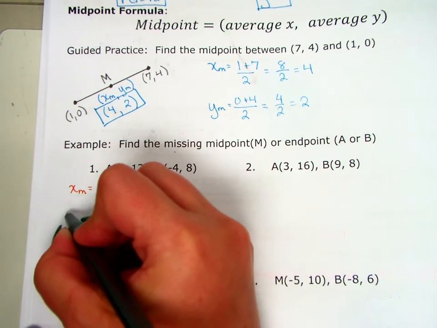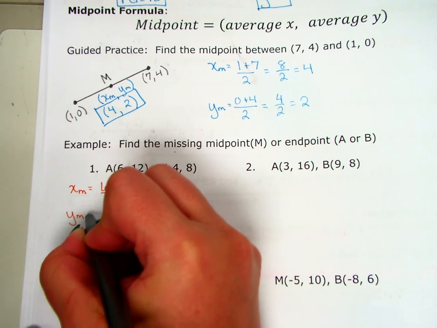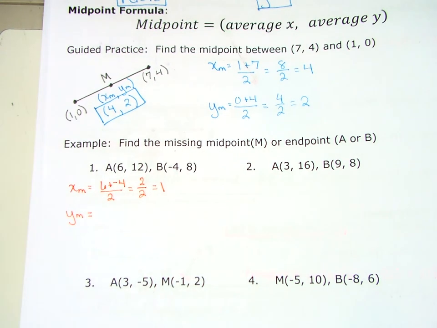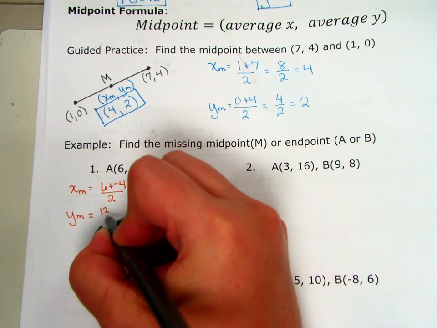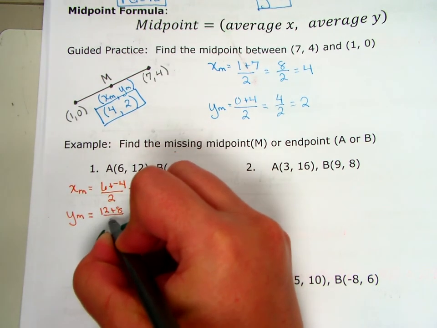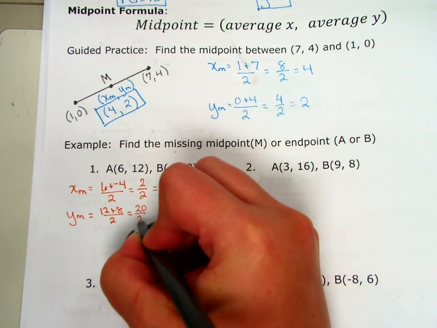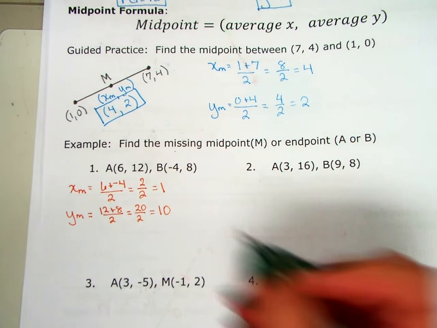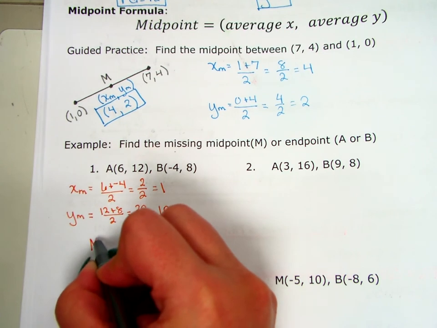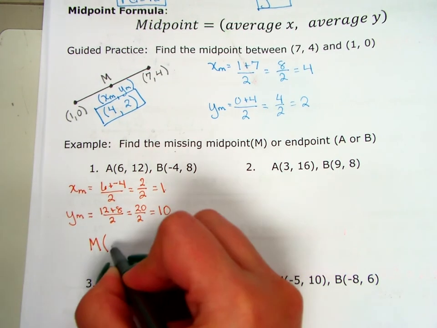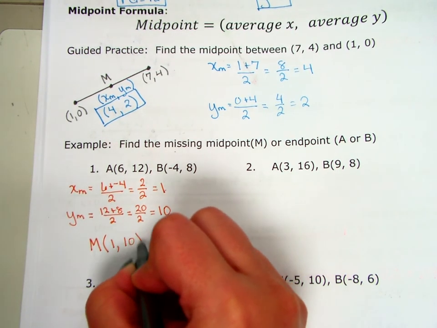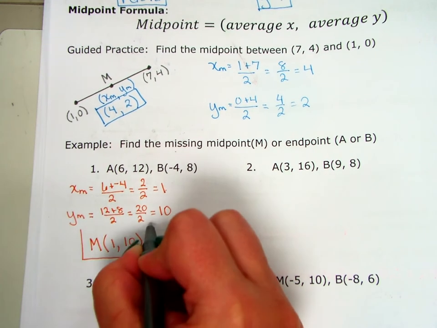And then my y for the midpoint, what two numbers am I going to average? 12 and 8. So 12 plus 8 divided by 2. What's 12 plus 8? 20. Divided by 2? 10. So my midpoint is the point (1, 10). Look at my nice notation there.